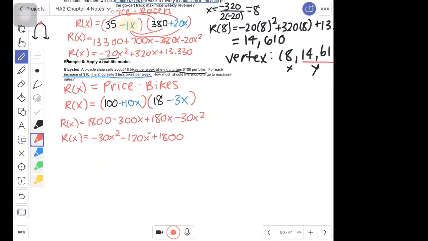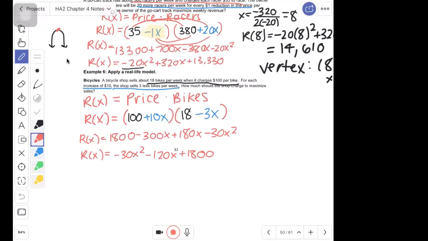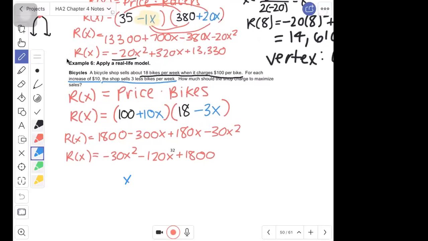Here's our function. We know we need to find that vertex, that maximum point on the graph that will help us maximize that revenue. Our x will be negative b over 2a. That will get us negative 2.